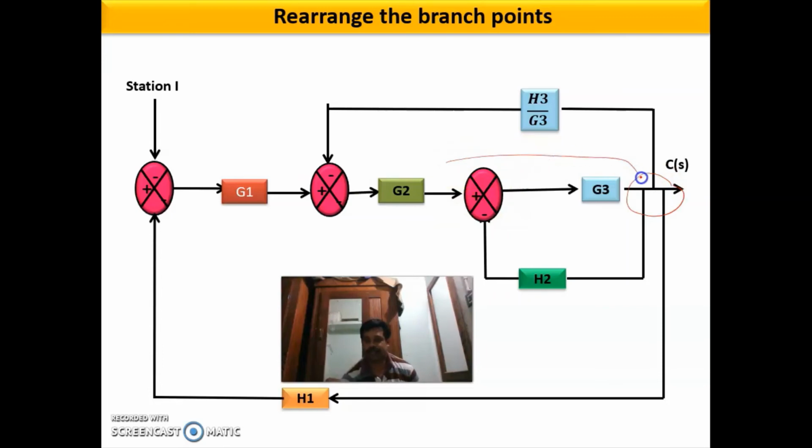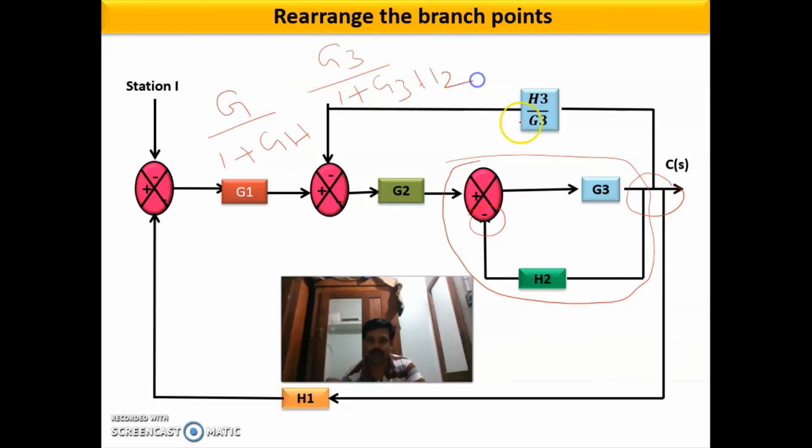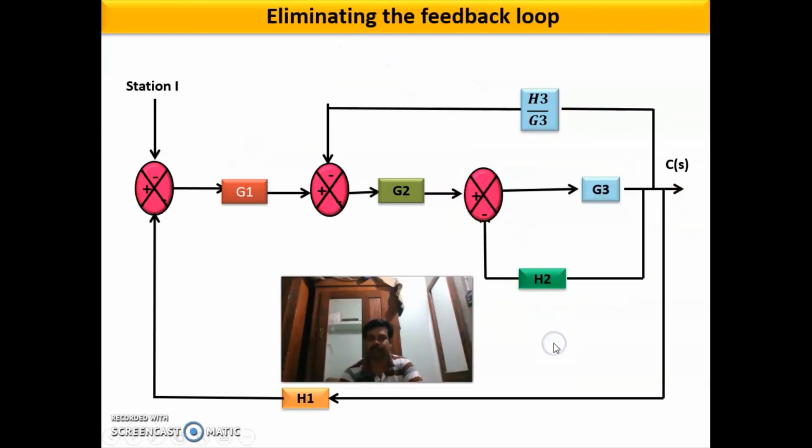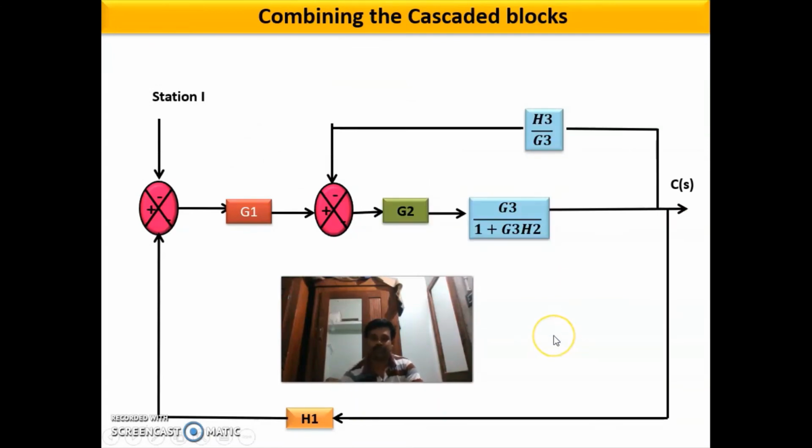By analyzing this figure, we understand that we have one feedback loop. What type of feedback is it? Negative feedback. Since it is negative feedback, the equivalent is G divided by 1 plus GH. In the place of G you have G3, and in the place of H you have H2. So this block is replaced by G3 divided by 1 plus G3 H2.